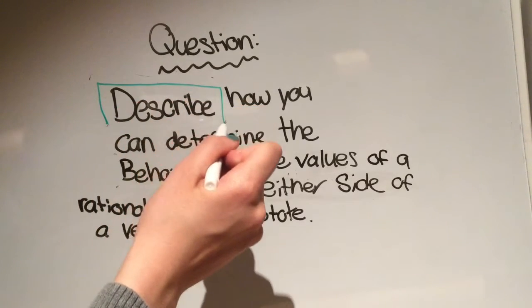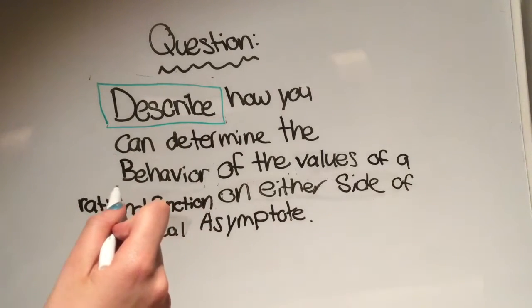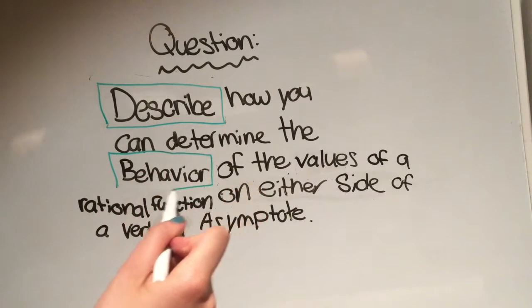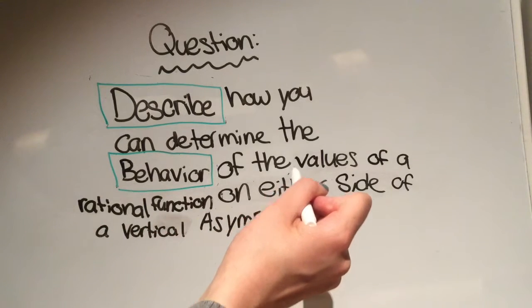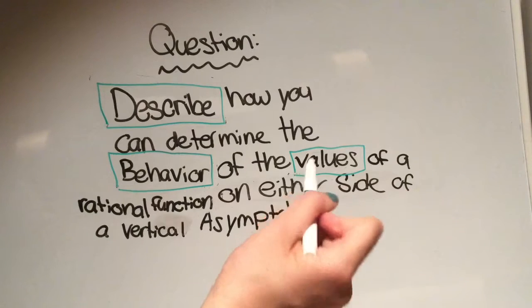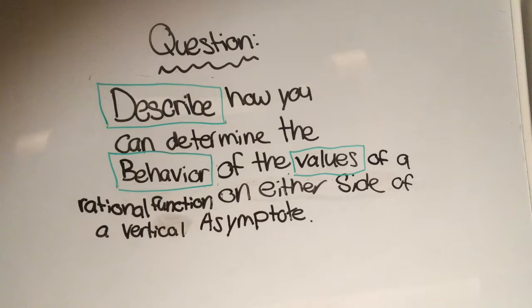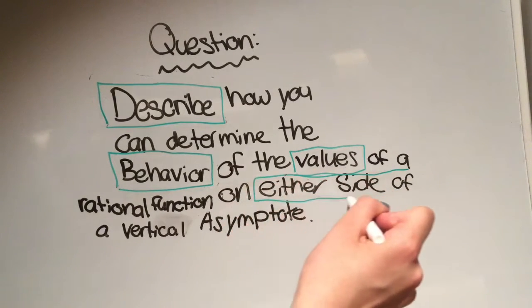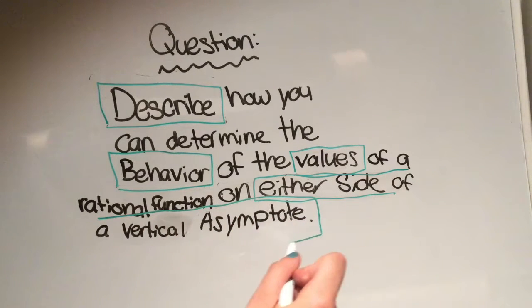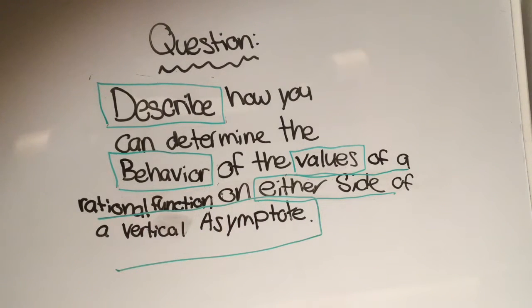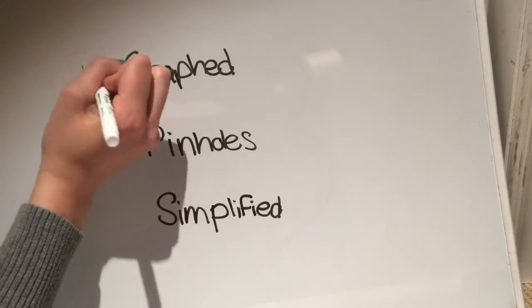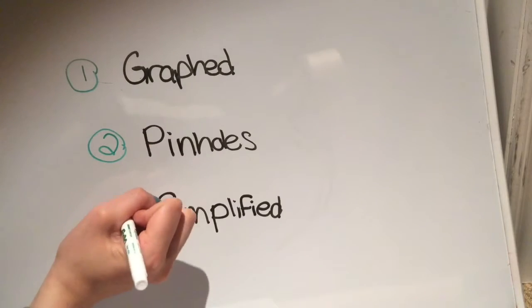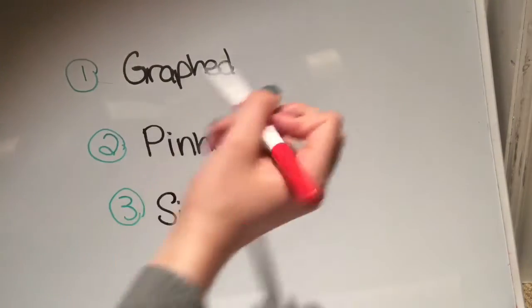Firstly, to start off, describe how you can determine the behavior of the values. From this, we can identify that with the problem given, we will need to find the table of values for a graph to determine the behavioral values or end behaviors. Next, the question says, determine the behavioral values of a rational function on either side of the vertical asymptote. Now from this we can identify that with the example problem given, the question will need to be graphed, checked for pinholes, and simplified in order to know or graph the vertical asymptote.